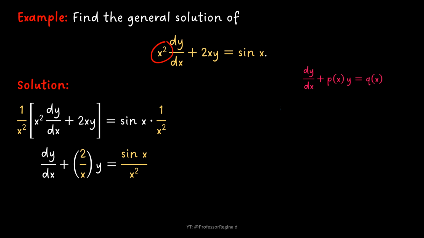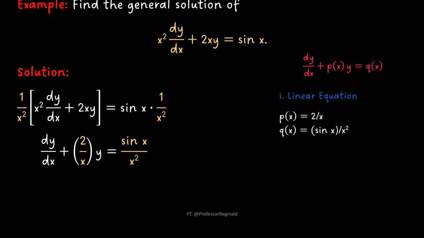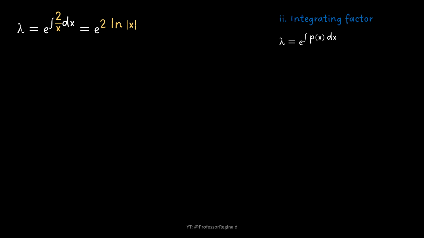The differential equation is a linear differential equation. P of x is 2 over x, and q of x is the sine of x all over x squared. Determine the integrating factor. Use a natural logarithmic function rule and a property of logarithms. Note the square of an absolute value is the same as the square of that value. The integrating factor is x squared.